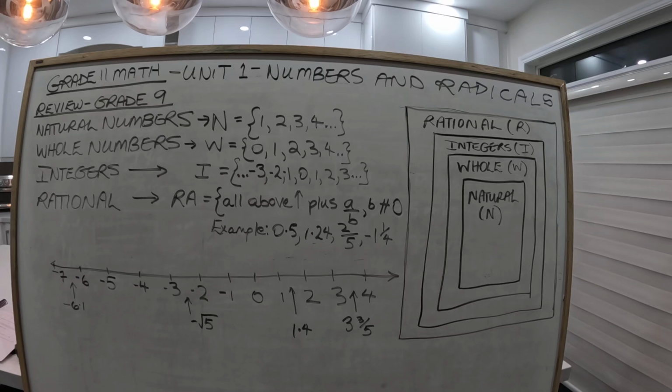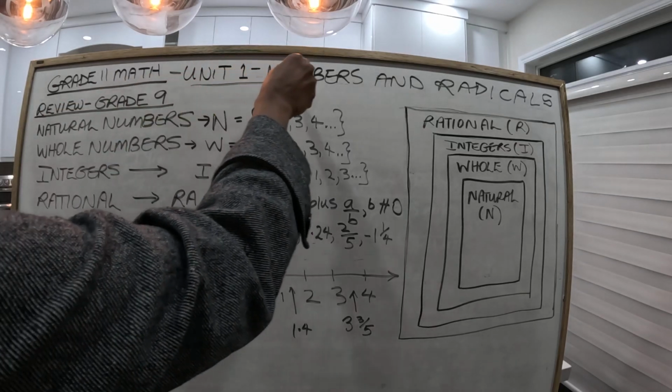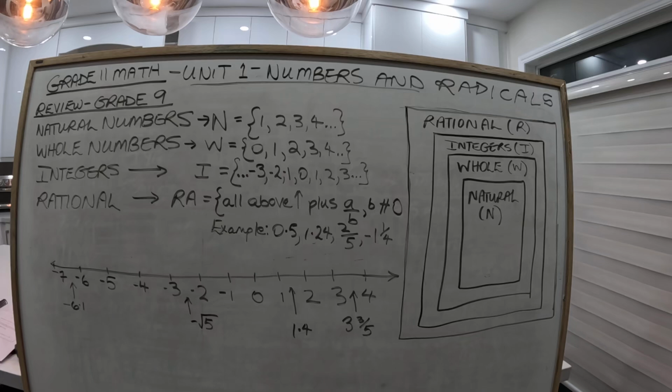And now we're going to be dealing with grade 11 math. As you can see, grade 11 math is somewhat of a review of grade 9. In grade 9 we started with the different types of numbers and the radicals of the numbers. So now we're going to go into unit 1, which is numbers and radicals, and this is just a review, as I said, of grade 9.